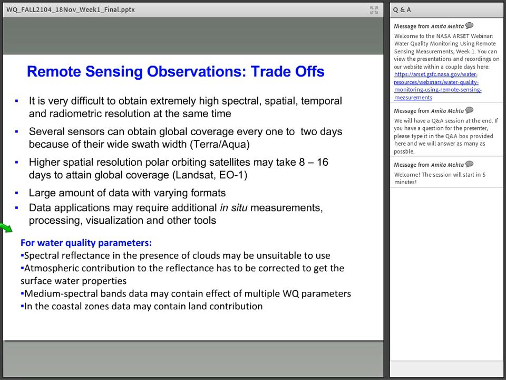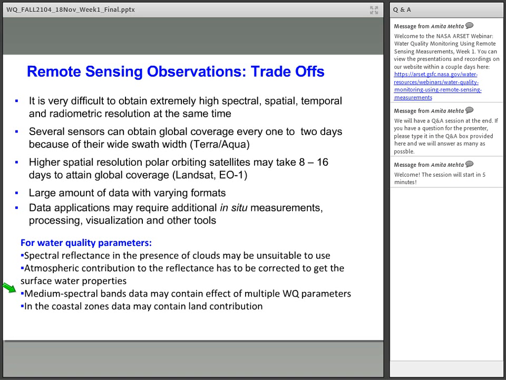Specifically for water quality parameters, the reflected radiance from a water body passes through the atmosphere. So atmospheric gases and aerosols also add to that reflected radiation. And similarly, if there are clouds, they dominate the scene of reflected measurements. So these have to be corrected before surface water properties can be retrieved. So this is a big challenge and a major part of retrieving water quality parameters from remote sensing measurements.